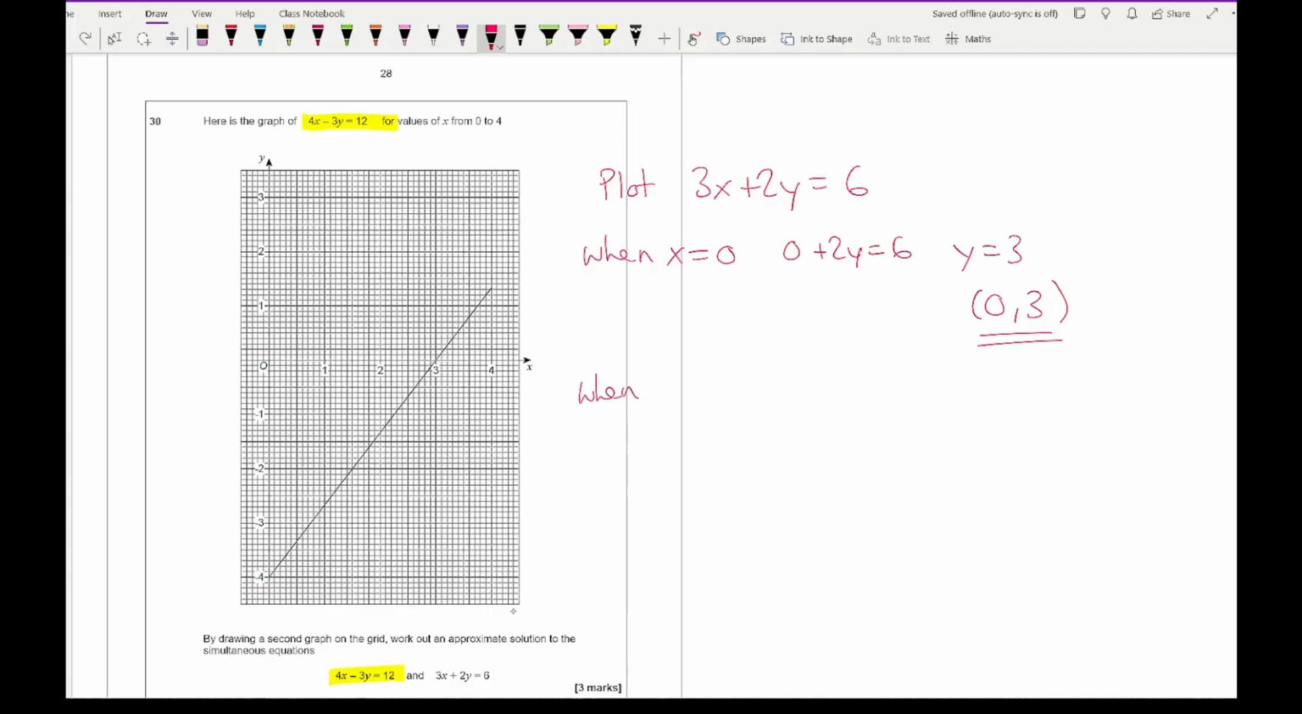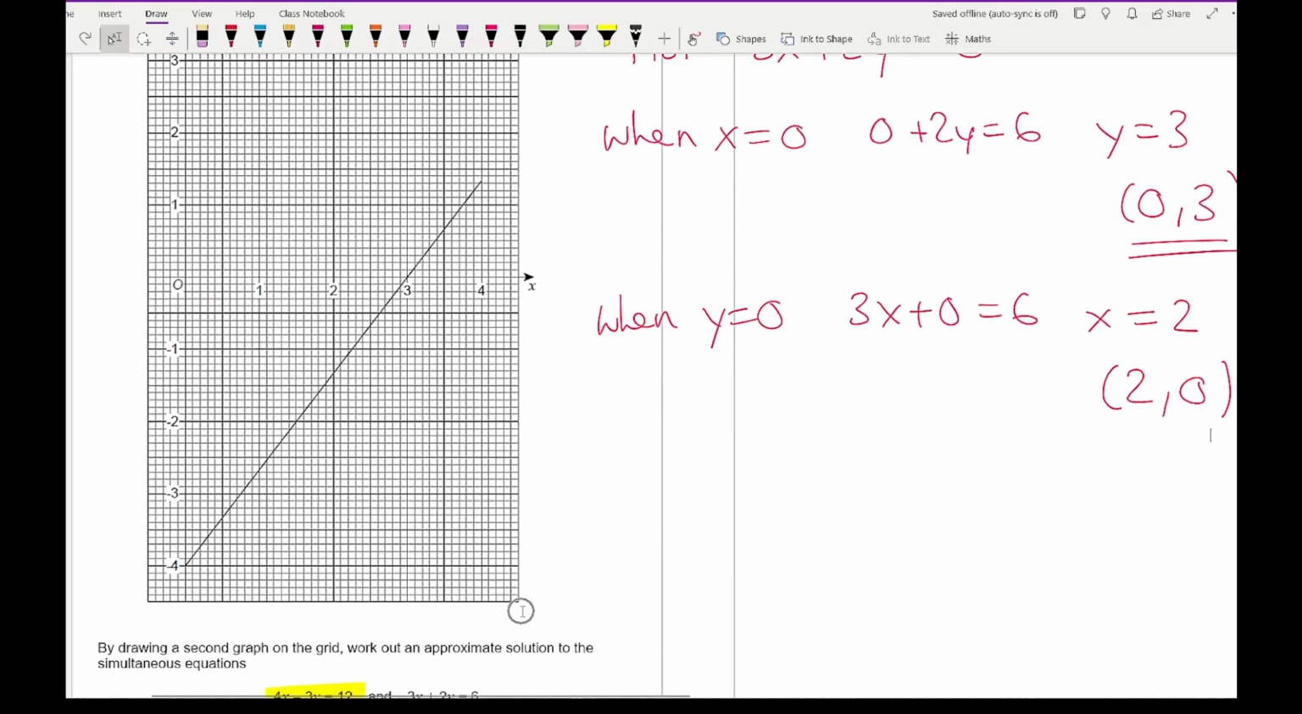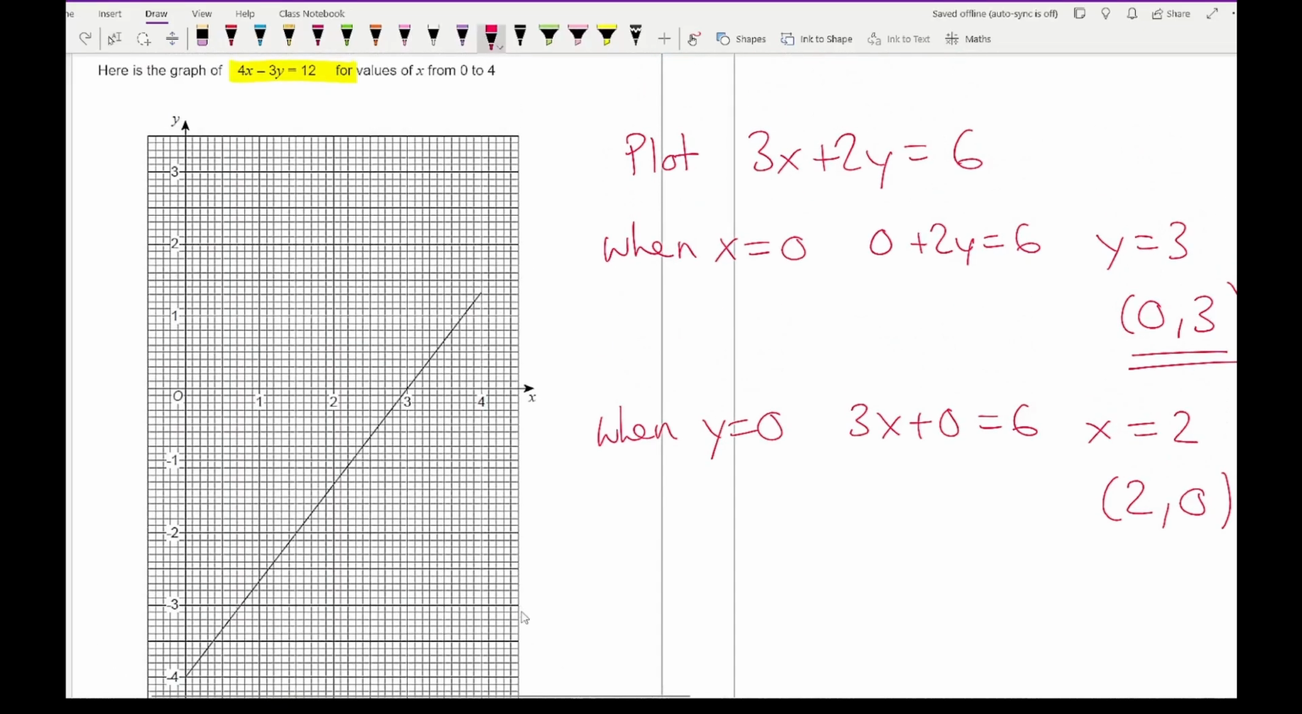Then when y equals 0, we get 3x plus 0 equals 6. So x equals 2. So another coordinate is 2, 0. So on the set of axes, if I then zoom in, I'm plotting those coordinates of 0, 3. So 0, 3 is there. And 2, 0 is here. So all I need to then do is draw a straight line connecting those points. And let me just do that so it's going to be as accurate as I can.